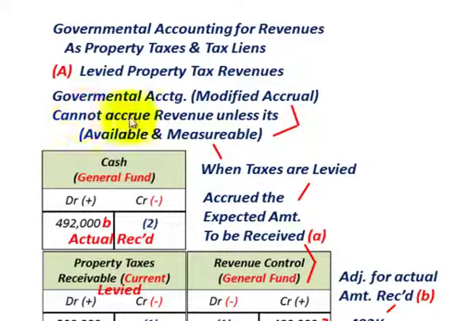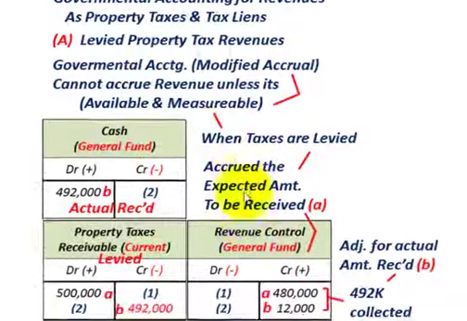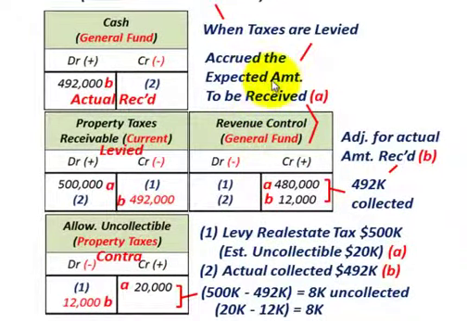And this is where you cannot accrue revenue unless it's available and measurable. So for our levied property taxes here, it would be available and measurable when the tax notices are sent out to the property owners telling them how much taxes they owe on their property. So again, when the taxes are levied, it's available and measurable, and then you can go in and accrue the expected amount to be received at the time that those tax bills are sent out.